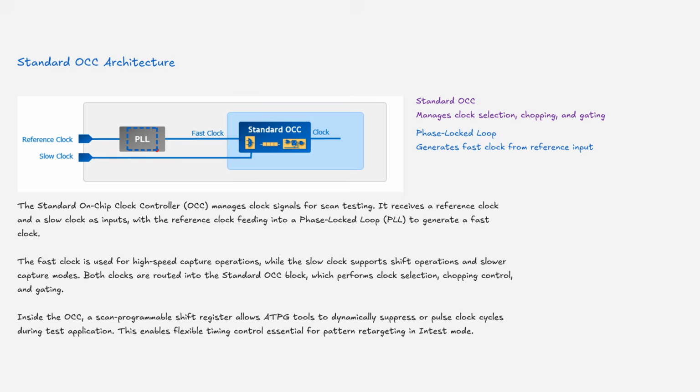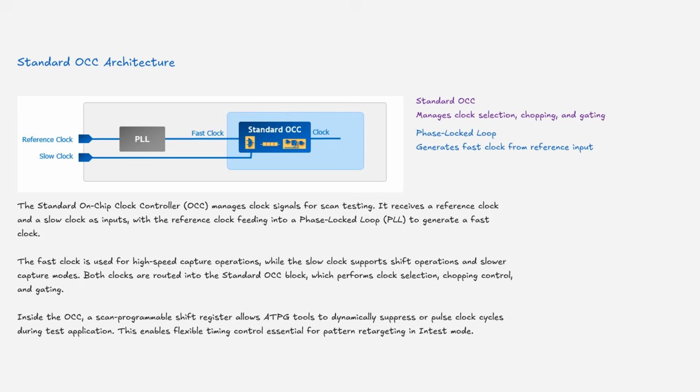It receives a reference clock and a slow clock as inputs, with the reference clock feeding into a phase-locked loop to generate a fast clock. The fast clock is used for high-speed capture operations, while the slow clock supports shift operations and slower capture modes. Both clocks are routed into the standard on-chip clock block, which performs clock selection, chopping control, and gating.